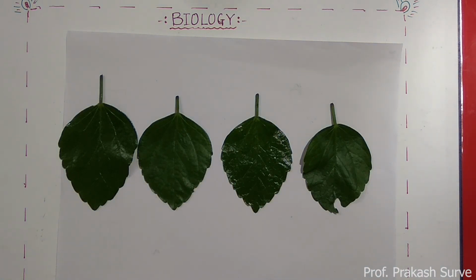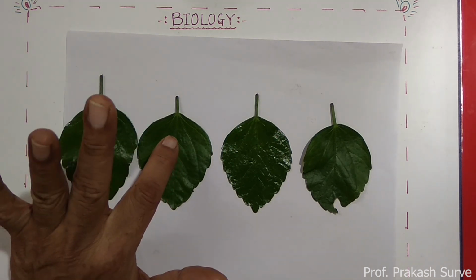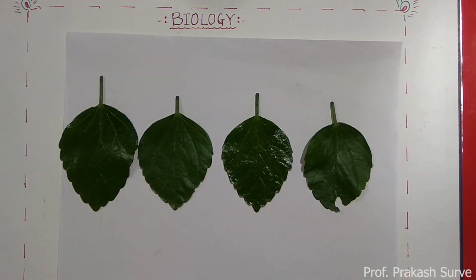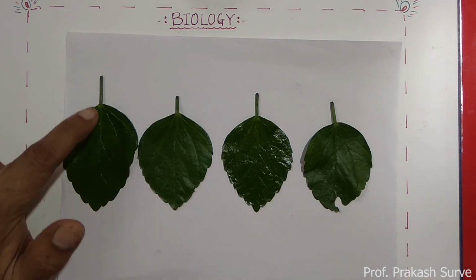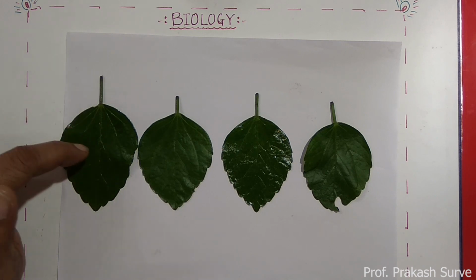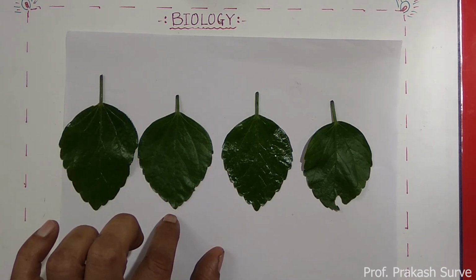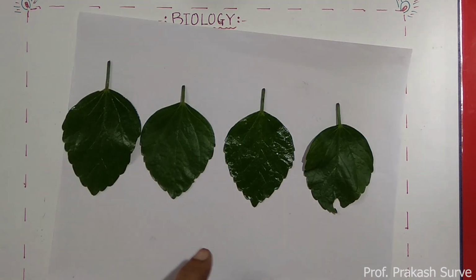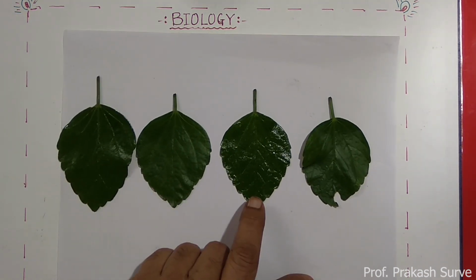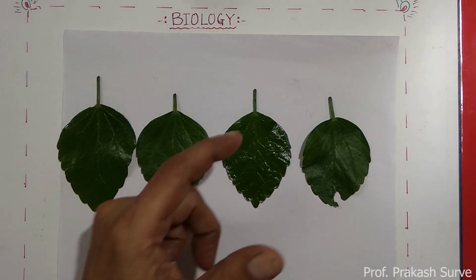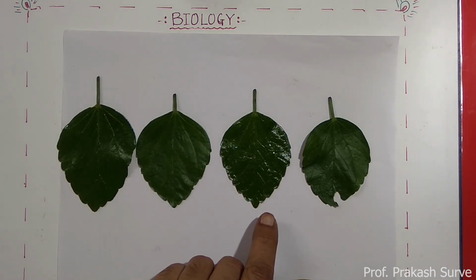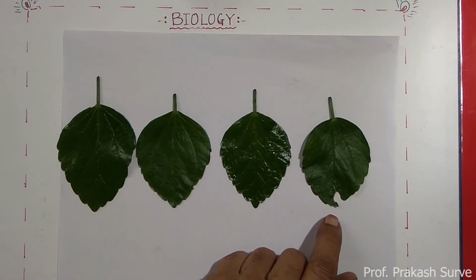So here we got the four leaves. This is your leaf A, this is leaf B, leaf C, and leaf D. I will revise once again what we observe. On leaf A, Vaseline is applied on both the surfaces, the upper surface as well as the lower surface. Leaf B, where the Vaseline is applied only on the lower surface, upper surface is free. Leaf C, where Vaseline is applied on the upper surface only, while the lower surface is free. And leaf D, where the Vaseline is not applied on both the surfaces.